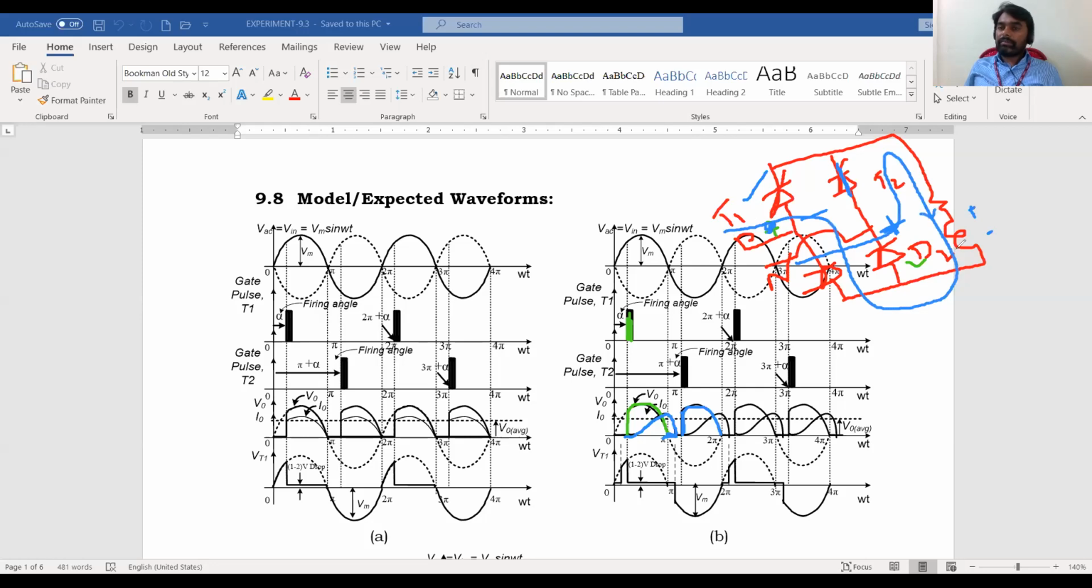Now during this interval, the inductor will charge with this polarity, positive and negative. So just after this point, the inductor has to discharge. So the discharge means it has to reverse its polarity. It will be negative and positive now.